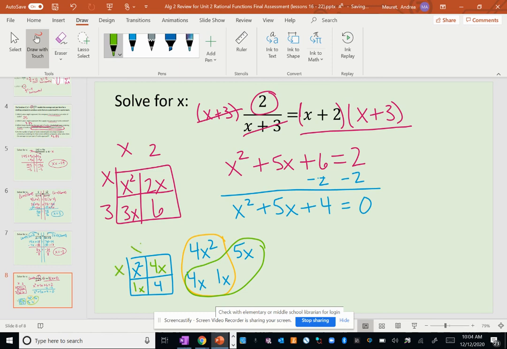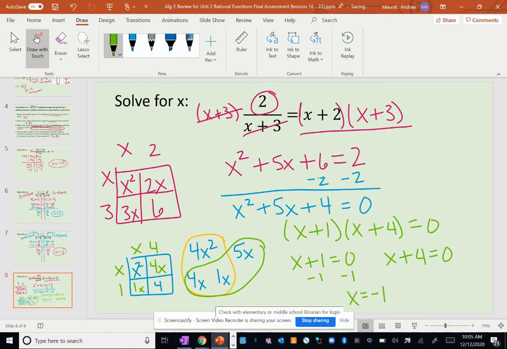Remember, this is x times x. Need a 1 here and a 4 here. So x plus 1 times x plus 4 is equal to 0. And then I set each factor equal to 0 and solve. So for this one, I subtract the 1 from both sides, x equals negative 1. And for this one, I subtract the 4 from both sides, and x equals negative 4. So those are the two solutions for this last problem.